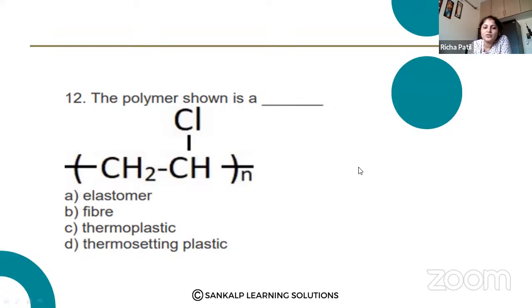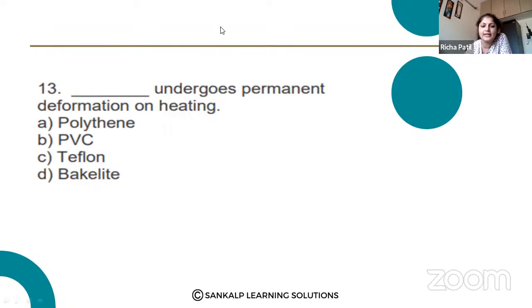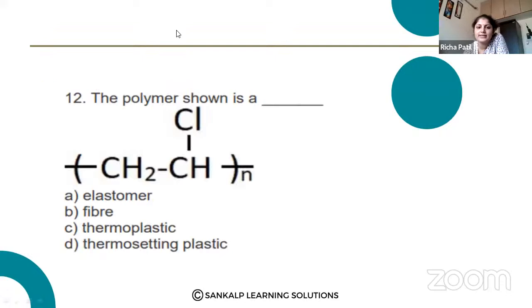The polymer shown is an elastomer, fiber, thermoplastic, or thermosetting plastic? Yes, good. The answer is C. It is a thermoplastic. Neoprene, right? It is a thermoplastic.